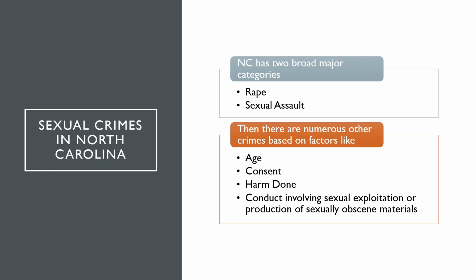Okay, there are also different factors that can cause crime in a sexual relation. The age difference between the parties, that would bring up our statutory rape issues again. The consensual issues, is the person capable of giving consent? Did they give consent? Was there harm done? So physical injury. Is it an exploitive relationship? Are we producing something that is sexually obscene?